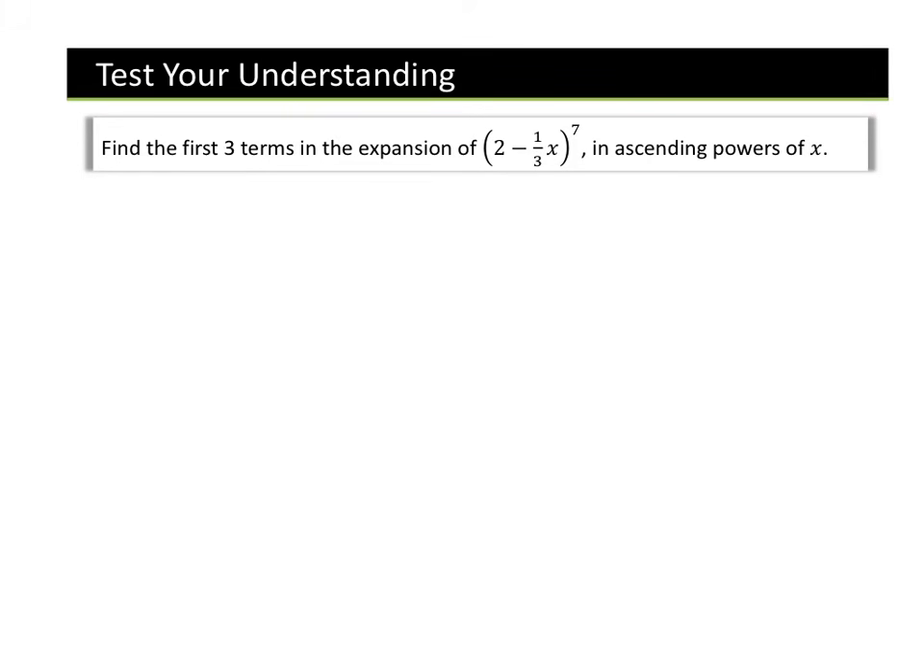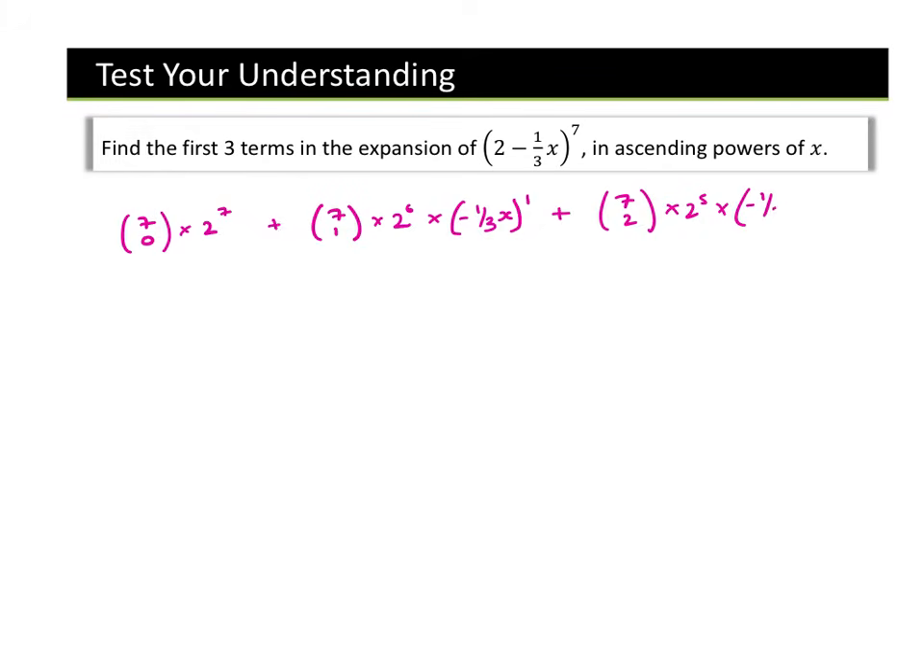So again, now I'm going to write this in a slightly different way, but it still means the same thing. We know for the first term it's 7 choose 0, multiplied by 2 to the power of 7 times minus 1 over third x to the power of 0. I'm not even going to waste my breath writing that. Plus 7 choose 1 times 2 to the power of 6 times minus a third x to the power of 1 plus 7 choose 2 times 2 to the power of 5 times minus a third x all squared.